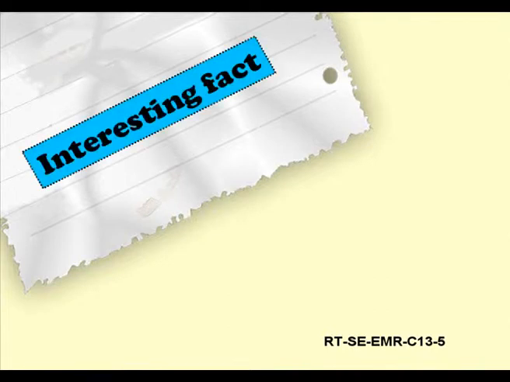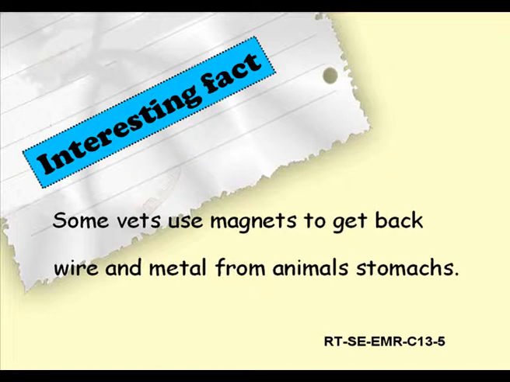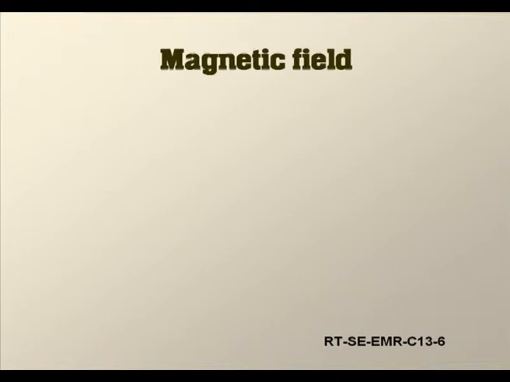Here is an interesting fact. Dear children, sometimes animals swallow unwanted materials. Magnets come handy for veterinary doctors. Some vets use magnets to get back wire and metal from animals' stomach. Magnetic field. The effect of magnet on magnetic substances depends on the strength of the magnet.